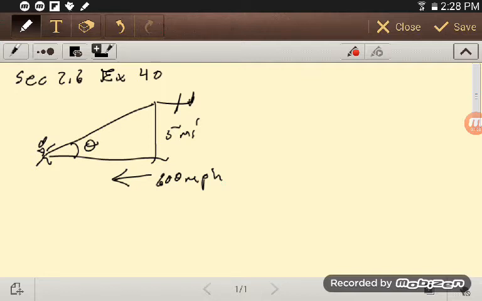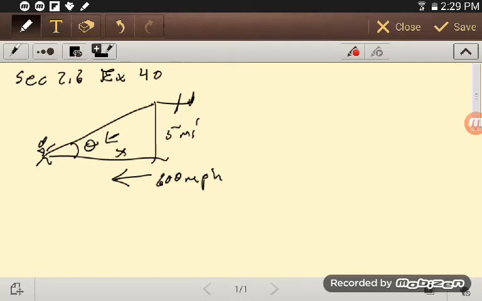Find the rates at which the angle of elevation, theta, is changing when the angle is 30 degrees, 60 degrees, 75 degrees. Okay, so if we can do it for 30, we can probably do it for any of the others. We need to relate this angle here with the plane's position.